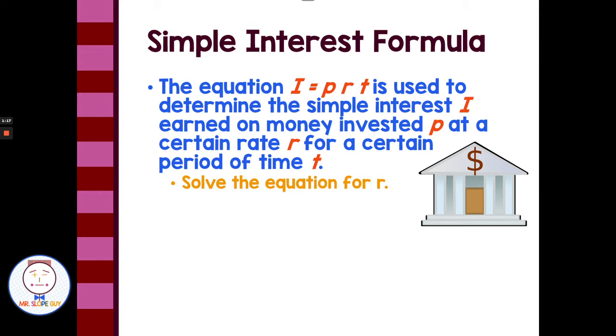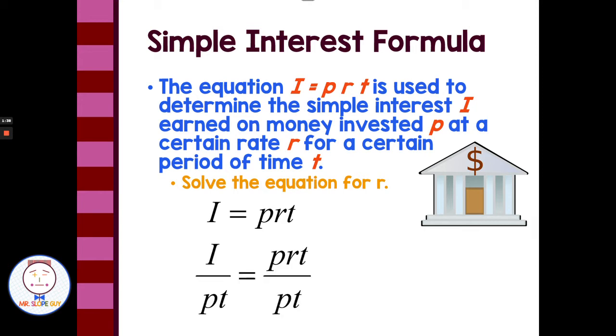So if I have I equals PRT, I would ask myself, what's on the same side of the equal sign with the R? Well, P and T are both on the same side with the R, and they're being multiplied by R. So to undo multiplying R by P and T, I would do the inverse operation, which would be dividing by P and T. So I want to divide PT on the left side, divide PT on the right side. Then my common factors will cancel out and get R by itself.